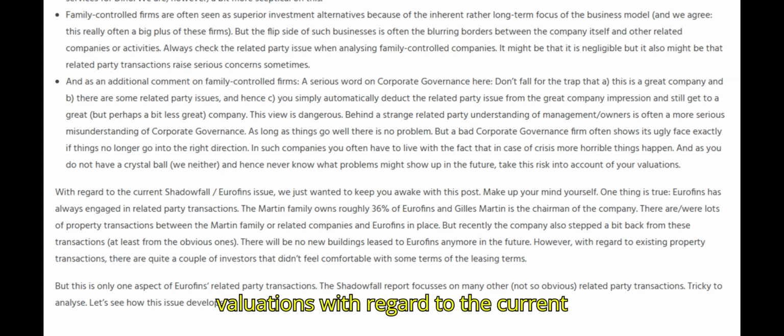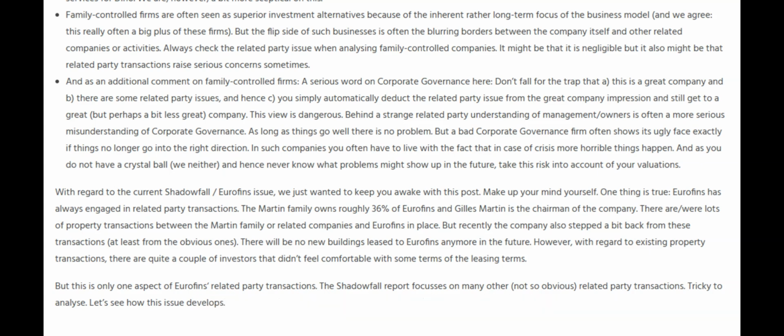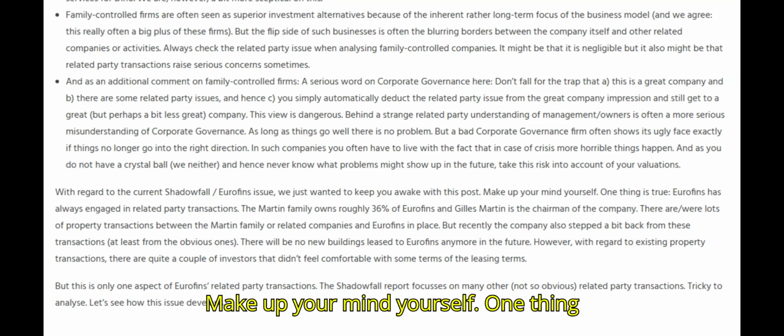With regard to the current Shadowfall Eurofins issue, we just wanted to keep you awake with this post. Make up your mind yourself. One thing is true, Eurofins has always engaged in related party transactions. The Martin family owns roughly 36% of Eurofins and Gilles Martin is the chairman of the company. There were lots of property transactions between the Martin family or related companies and Eurofins in place. But recently the company also stepped a bit back from these transactions, at least from the obvious ones.